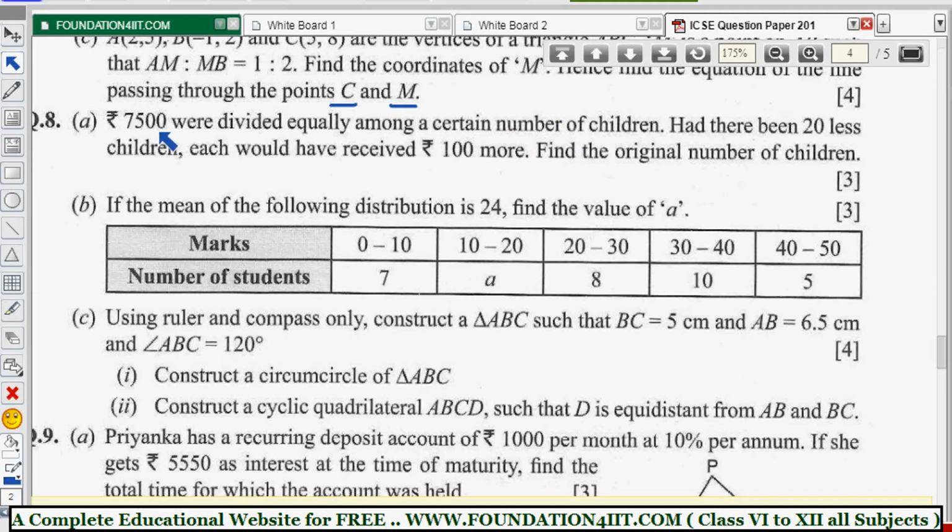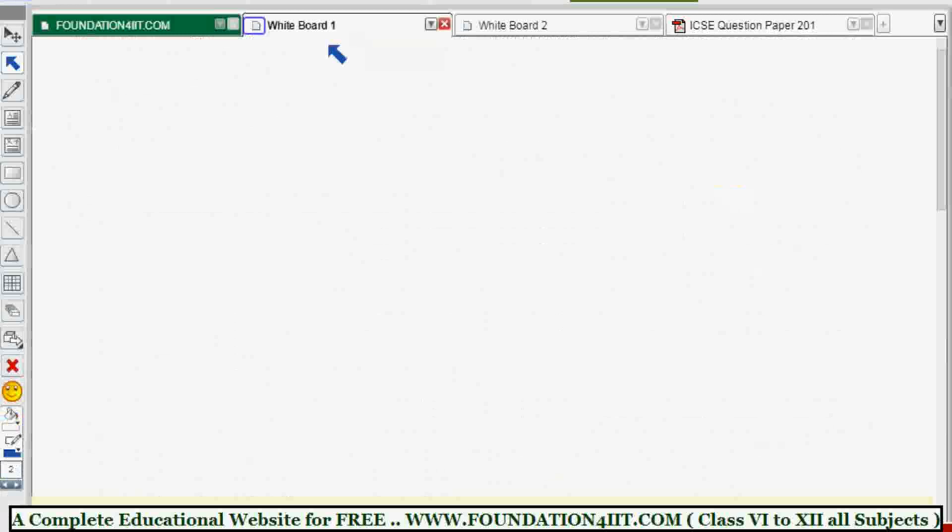If the amount is divided among 20 fewer children, each would have received 100 rupees more. Okay, if the number of children is 20 less, they'll get more money, that is 100 rupees more. So find the original number of children. Right? Let us see this now.